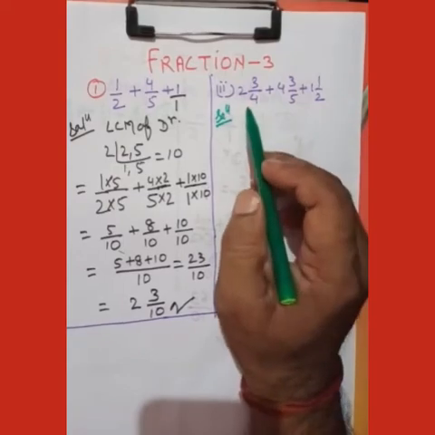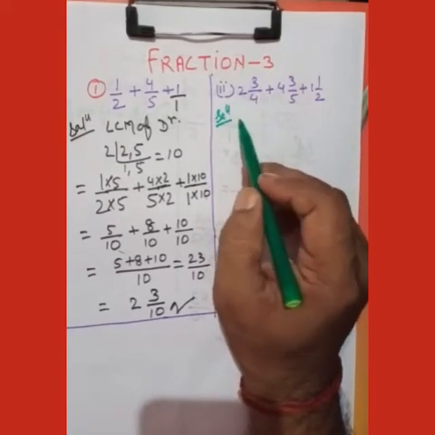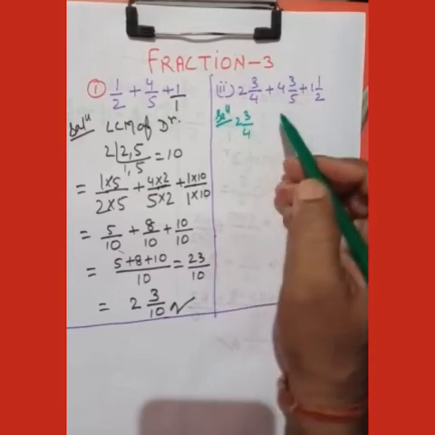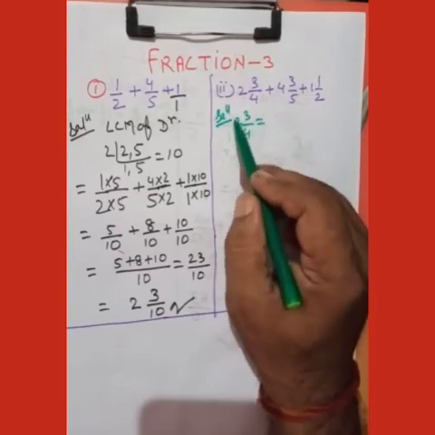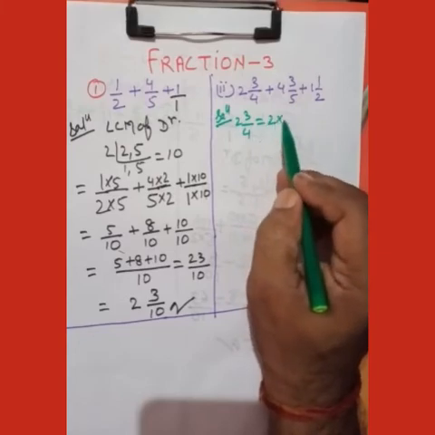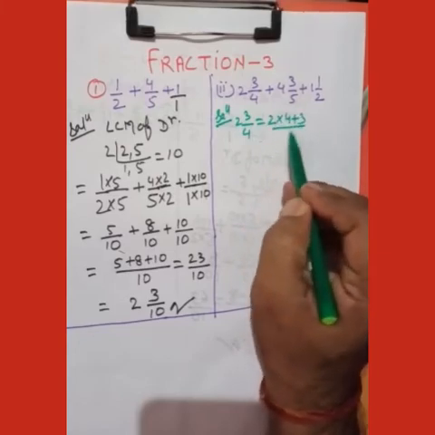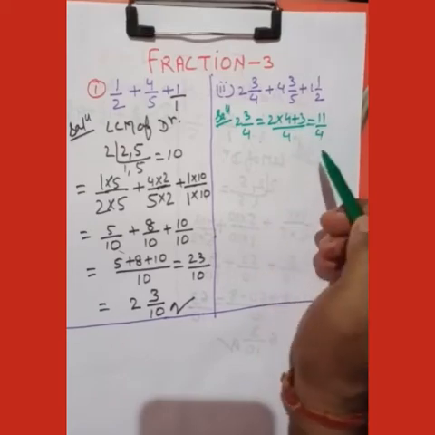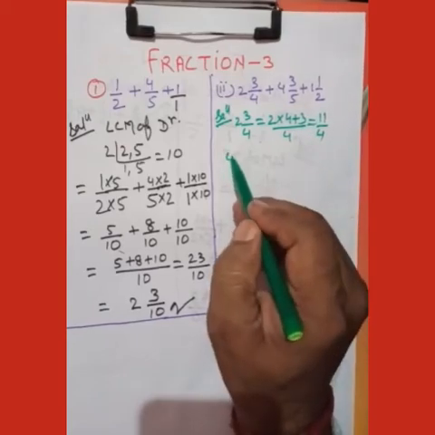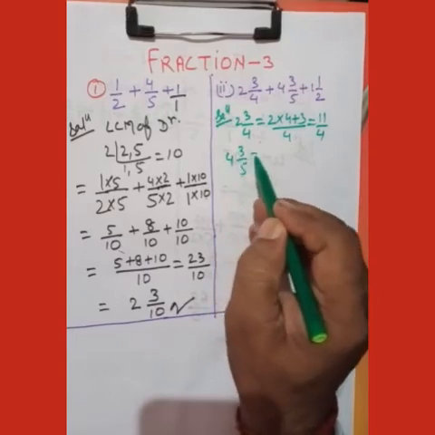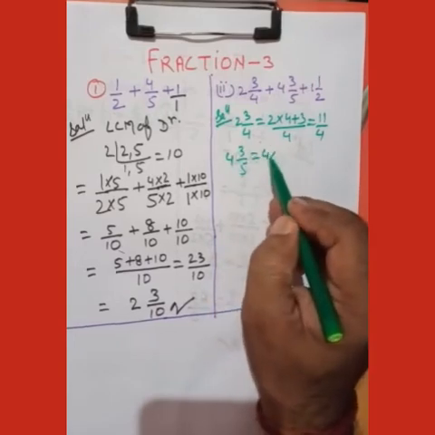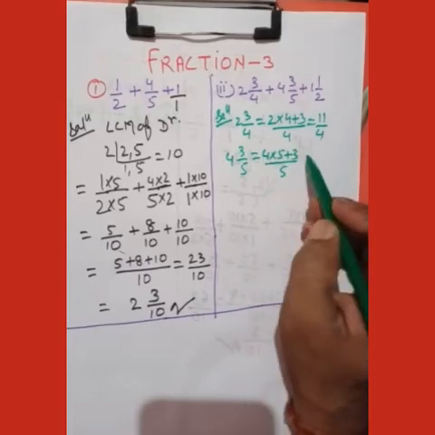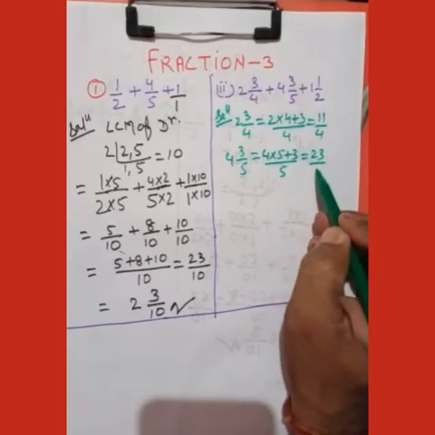Now how to convert it, step by step I am showing you how to do it. This fraction 2 3 by 4 is written like this: 2 multiplied by 4 plus 3 upon 4, 8 plus 3, 11 upon 4. Now second is 4 3 by 5. Same here, 4 multiplied by 5 plus 3 upon 5, 20 plus 3, 23 upon 5.